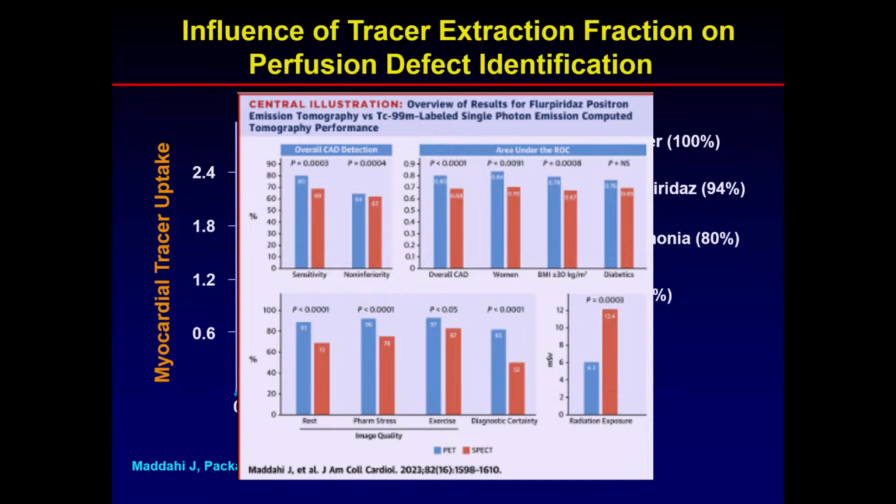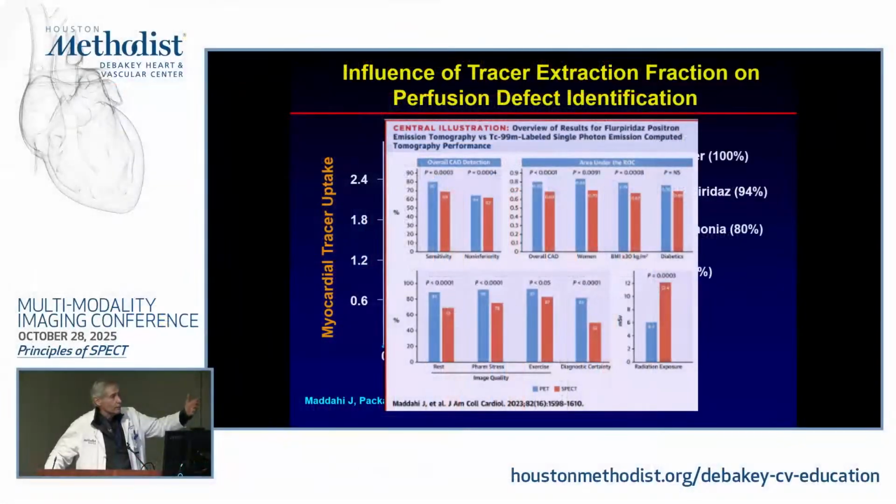And what's also interesting about this study is when they compared perfusion defect sizes, the defect sizes on a flurpiridaz study were significantly larger than the defect sizes on a technetium study, which again has to do with more, or I should say less, rollover with the flurpiridaz radiotracer as compared to technetium 99m.